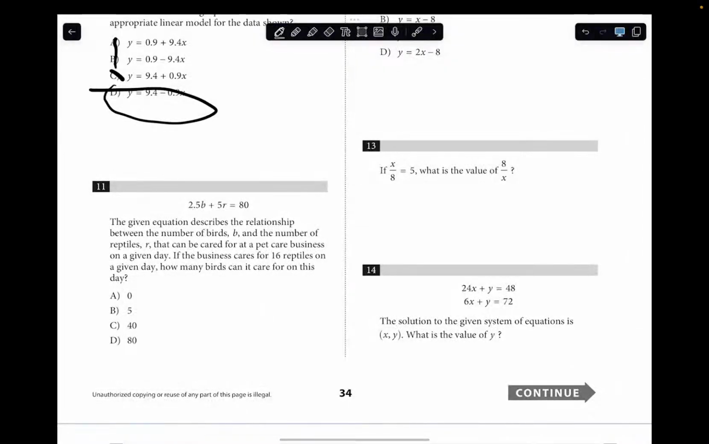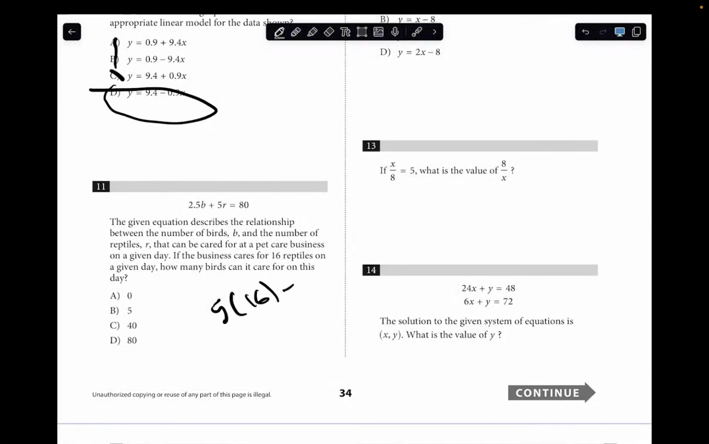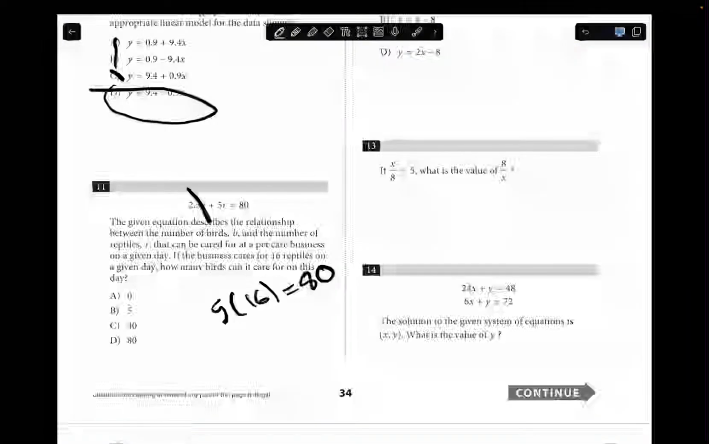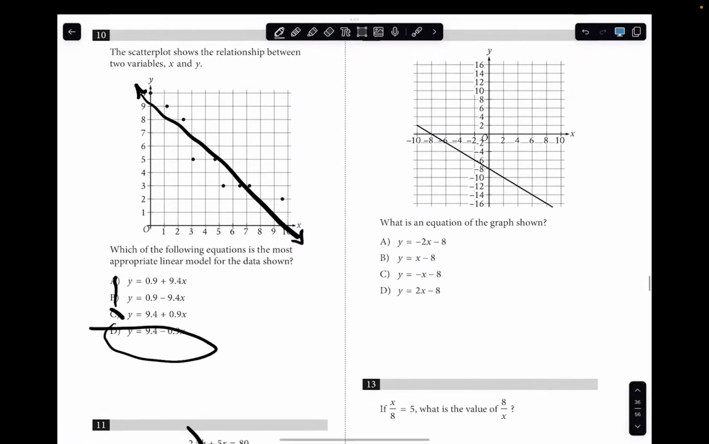Okay, given the equation, it describes the number of birds, B, and the number of reptiles, that the pet business takes care of each day. So if the business cares for 16 reptiles on a given day, 5 times 16 equals 80, right? It means I can't have any birds, right? So A is the right choice there.